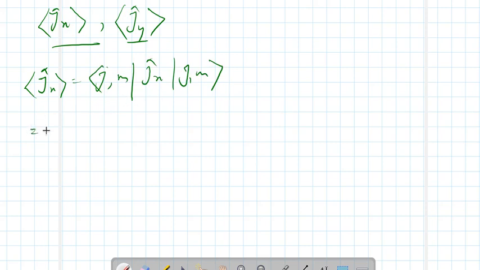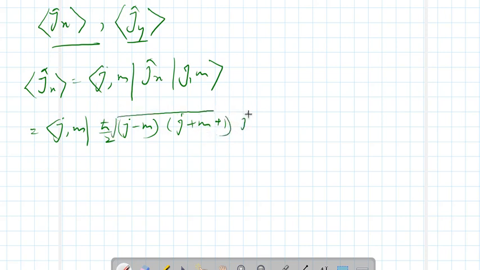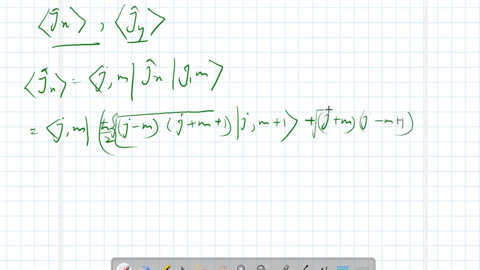So let me put their values. It is ⟨j m| ... h cross by 2 √((j − m)(j + m + 1)) into |j, m+1⟩ plus √((j + m)(j − m + 1)) into |j, m−1⟩, sorry, not m plus 1, it is j minus 1, and h cross by 2 is common for all, so it can be written here.